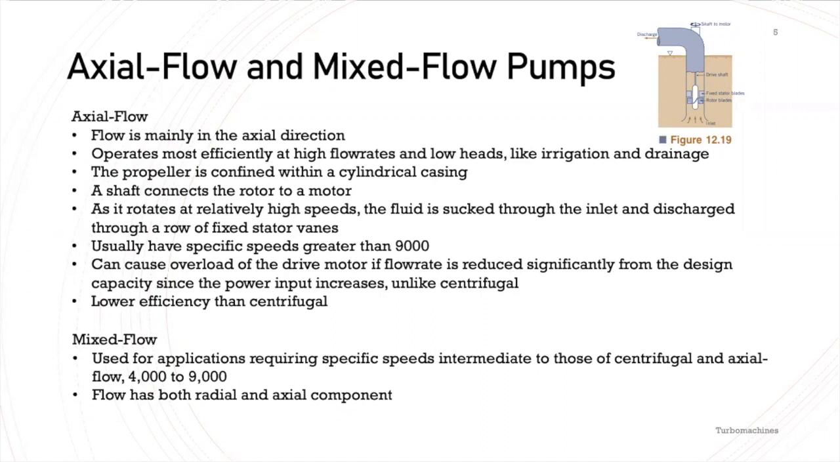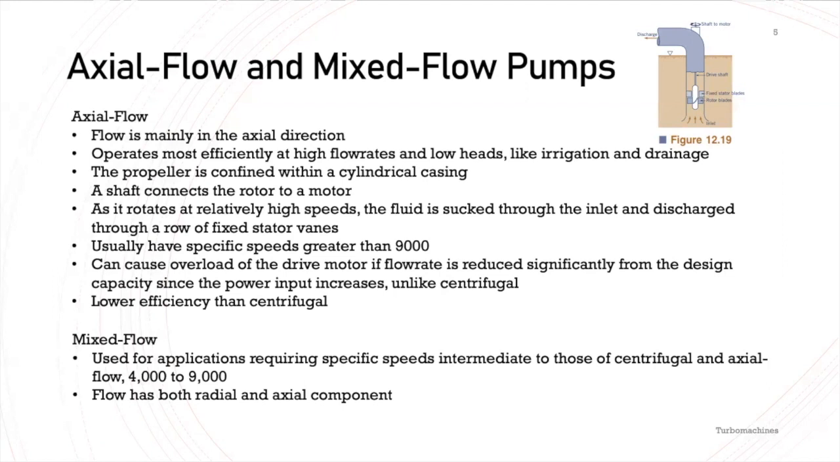a motor. As it rotates at relatively high speeds, the fluid is sucked through the inlet and discharged through a row of fixed stator vanes. Axial flow pumps usually have specific speeds greater than 9,000. In an axial flow pump, it can cause overload of the drive motor if the flow rate is reduced significantly from the design capacity since the power input increases.